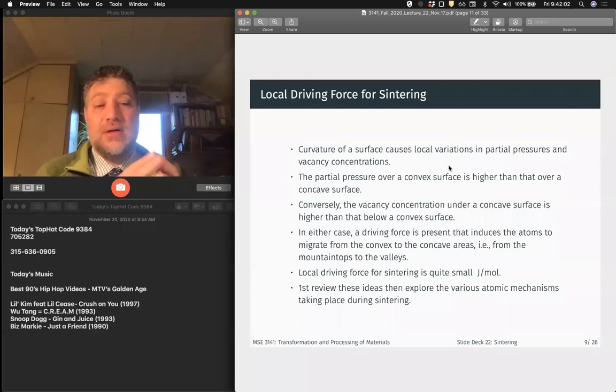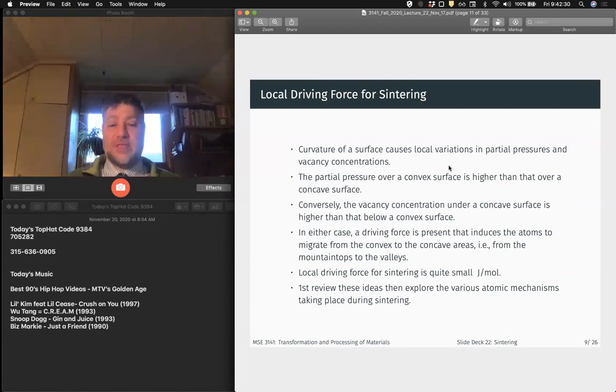Okay, so remember that partial pressure over a convex surface is higher than that over a concave surface, and that the vacancy concentration under a concave surface is higher than that below a convex surface. But in either case, we have a driving force that induces atoms to migrate from convex to concave areas. So atoms are going to go from mountaintops to the valleys, and vacancies are going to go from the valleys to the mountaintops, right? So the local driving force for this is quite small, on the order of joules per mole.